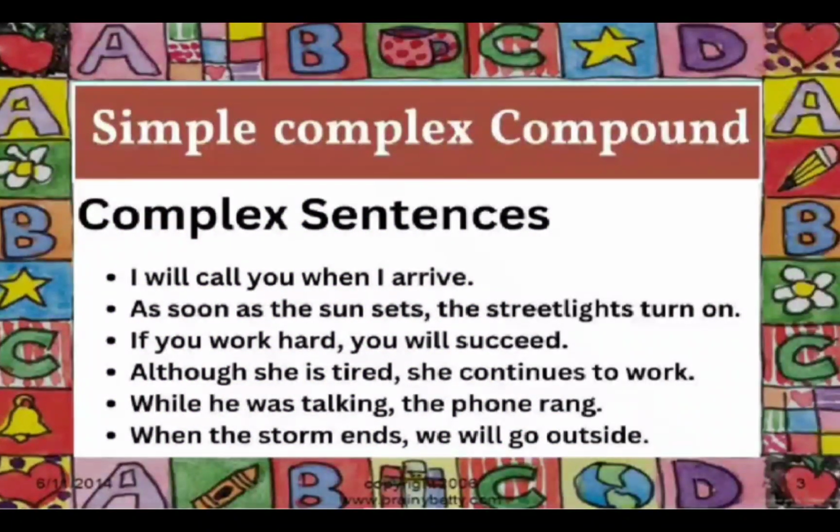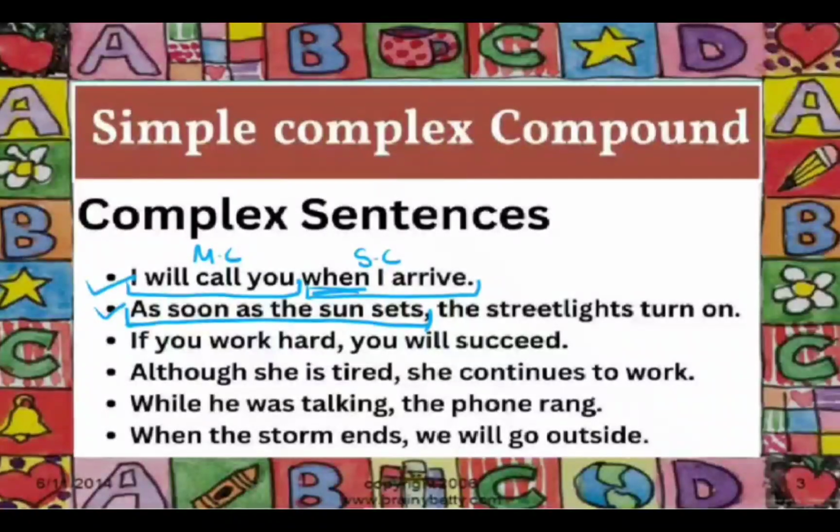Here, examples of complex sentences. I will call you when I arrive. I will call you, main clause. When is the subordinating conjunction. All WH words, remember. Hence, when I arrive becomes the subordinating clause. That's the reason why this is a complex sentence. As soon as, it's more of a phrase out here, but it has a subordinating conjunction. Okay, so as soon as the sun sets, the street lights turn on.